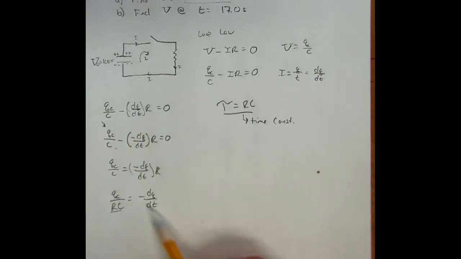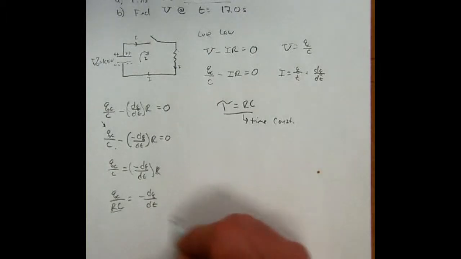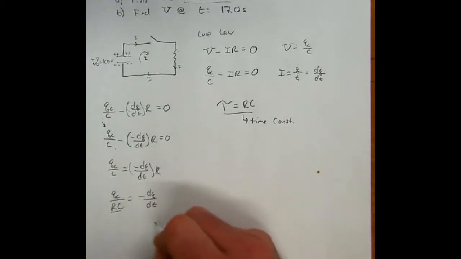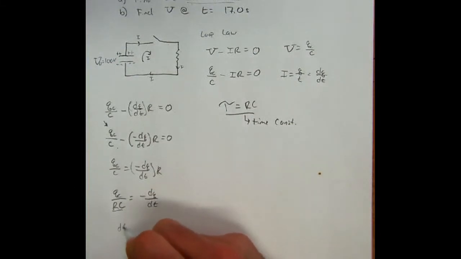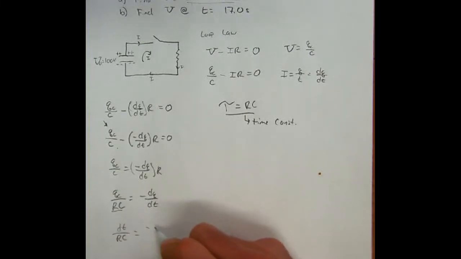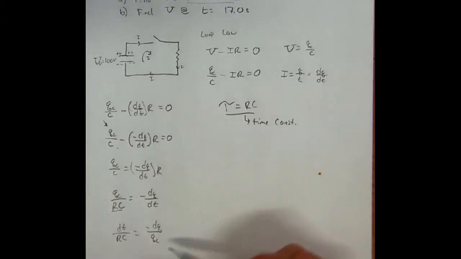I want to get those variables together. So I'm going to do one more thing here. I'm going to rearrange, multiply and divide. dt over RC equals, now I've got a negative dq over the initial charge of my capacitor. So now I have my variables all together, and now I can integrate, since this is my time constant with respect to time, and I have a charge and a charge, I get to integrate both sides.